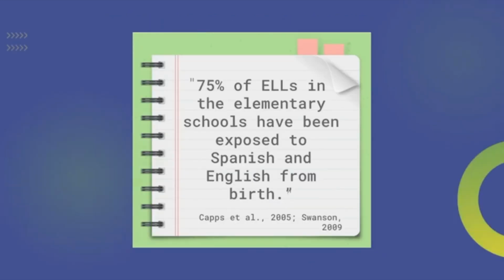Take a moment to focus on the statistic on the screen. 75% of English learners in elementary schools have been exposed to Spanish and English from birth. These students are called simultaneous bilinguals. Traditionally, many of our programs for ELs have been developed for students who are strong in their primary language and are completely new to English.